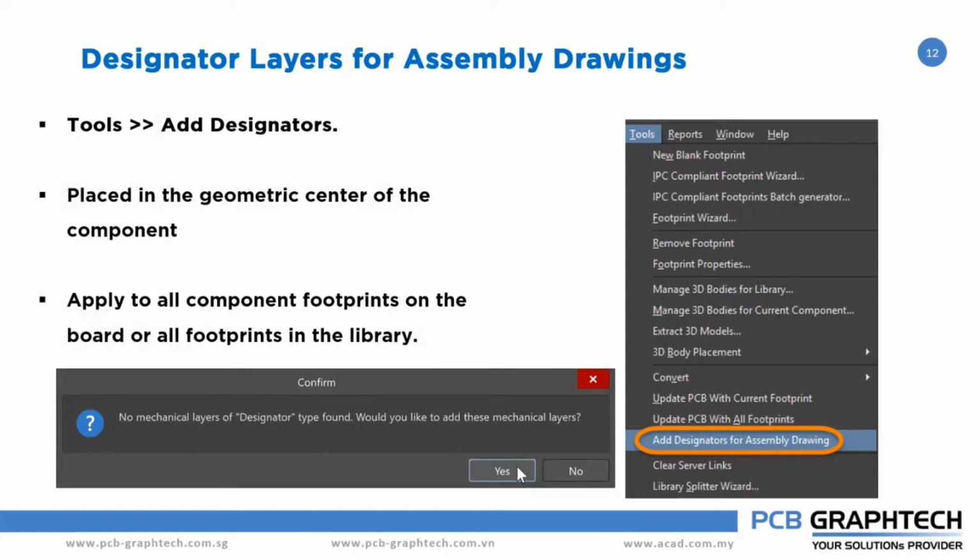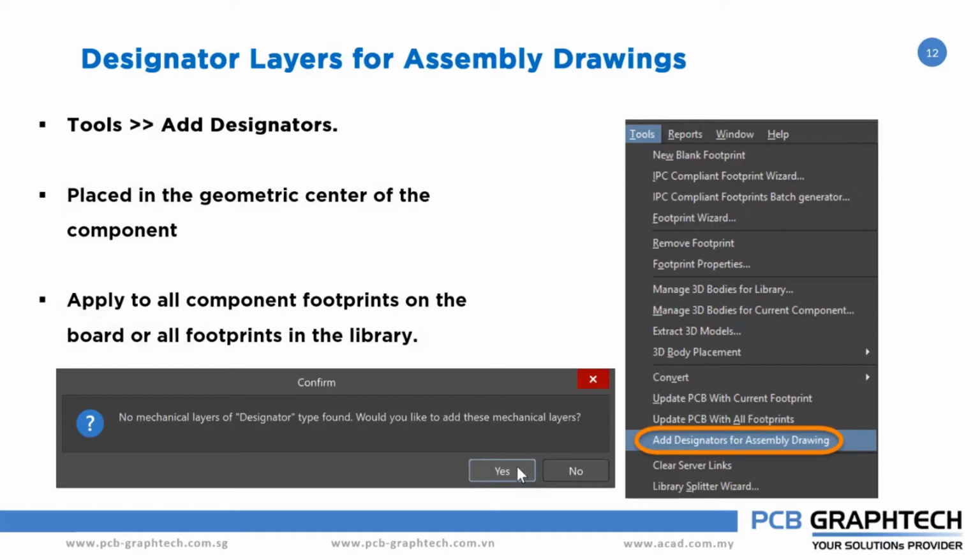Okay, so this can be done based on your PCB document. It will generate your top designator layers. If you're going for the library, it will also generate for the footprints. Okay, either way you can do. In the PCB document, to generate for all components you can do, or inside the footprints for the library also you can do this.